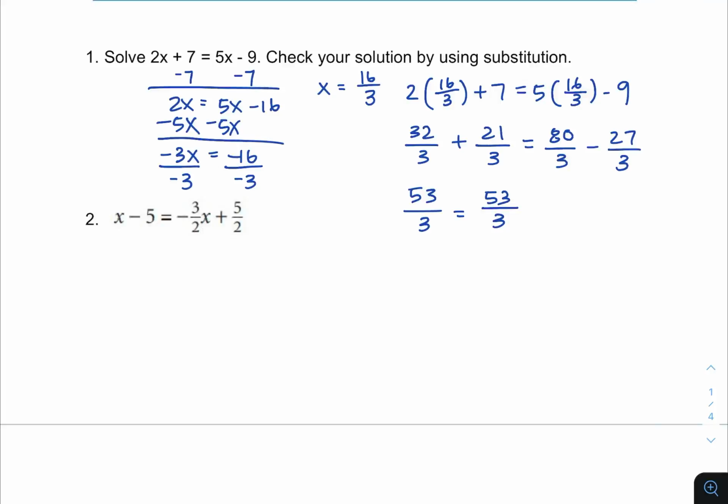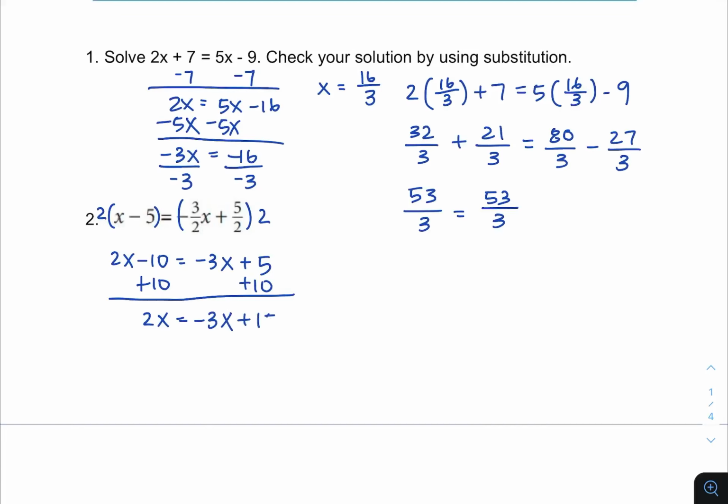Moving on to our second example, we're first going to multiply both sides by 2 to get rid of the bottom fraction. And we get 2x minus 10 equals negative 3x plus 5. We add 10 on both sides, giving us 2x equals negative 3x plus 15. We add 3x on both sides. 5x equals 15, giving us x equals 3.